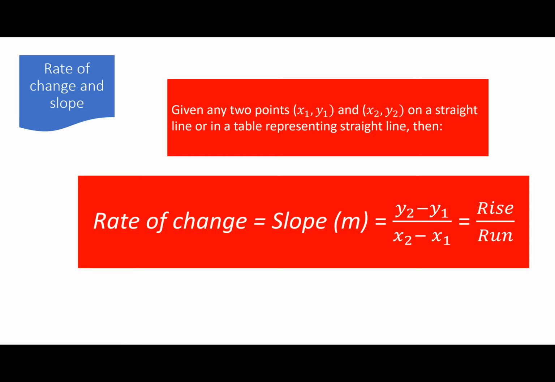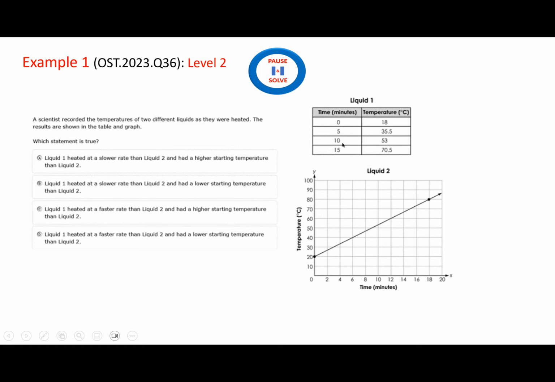So what does this table tell us? At the beginning when we started heating the liquid, the temperature was 18. And then after 5 minutes, it went up to 35.5, 10 minutes, 53, and so on. This one also gives you the temperature started at 20 and kept on increasing. If you look at 6 minutes, it was 40. At 18 minutes, it was 80 degrees. So you're talking about which one is a slower rate, which one starts with a higher or lower temperature. That's what those questions are. In order to answer these questions, we need to find the rates for this function and for this function as well.